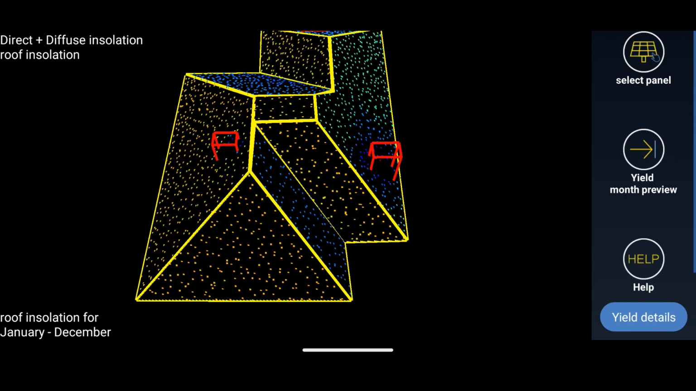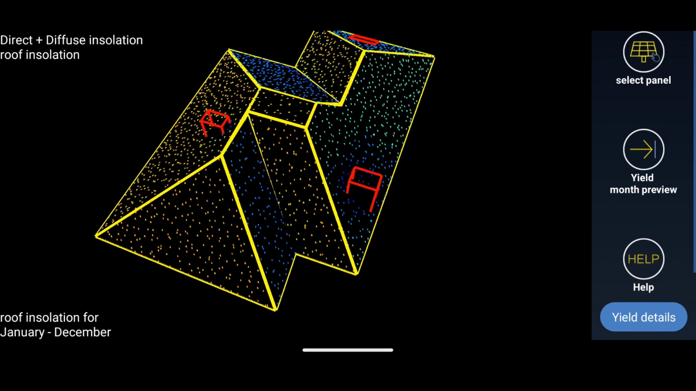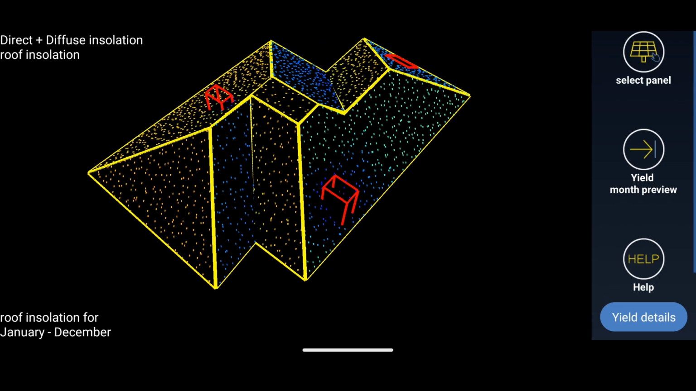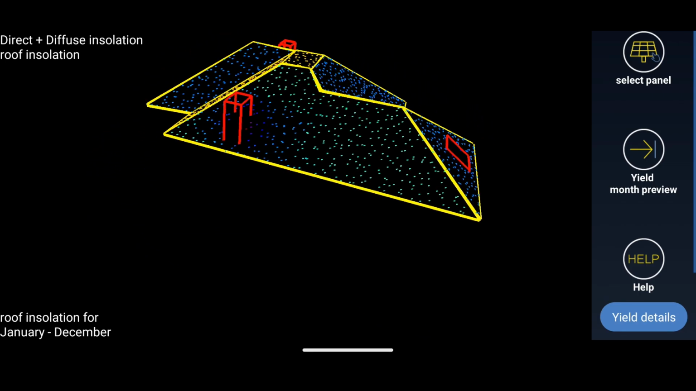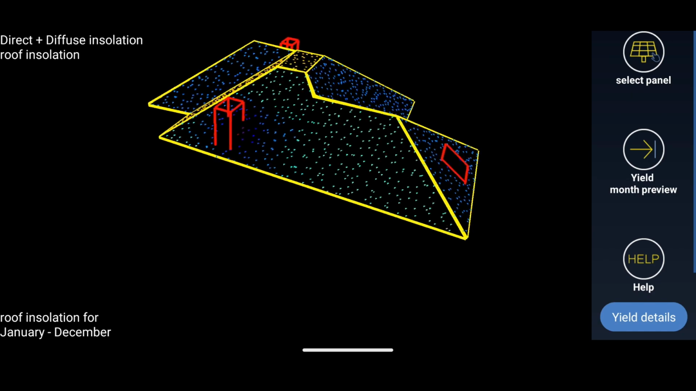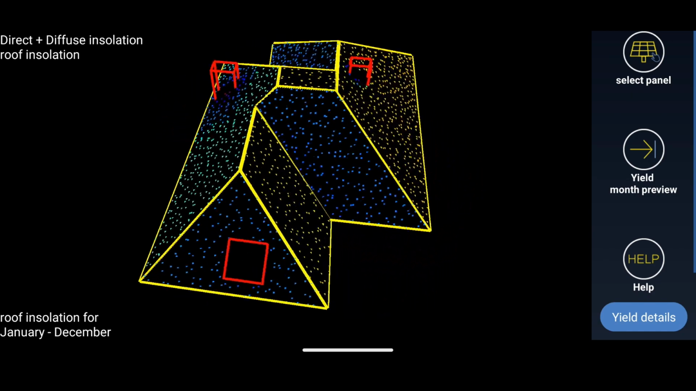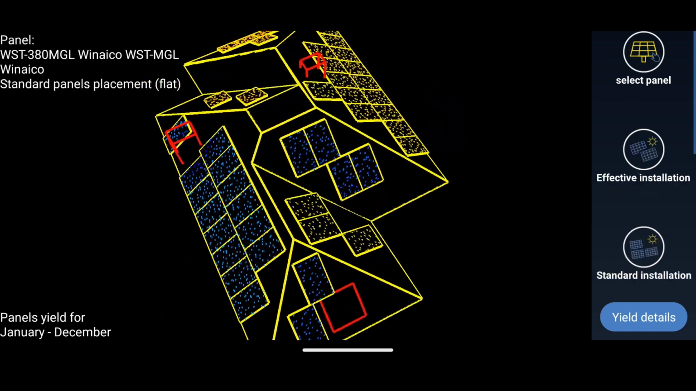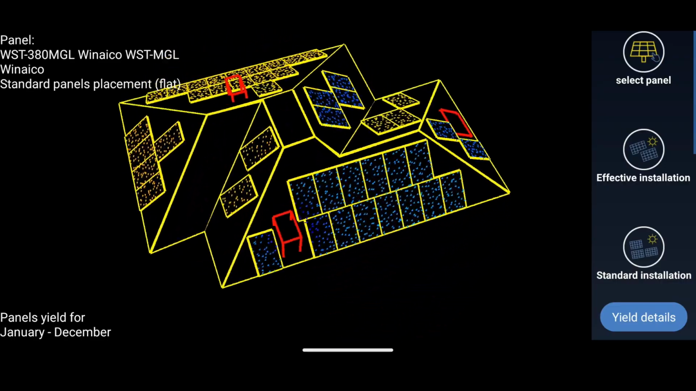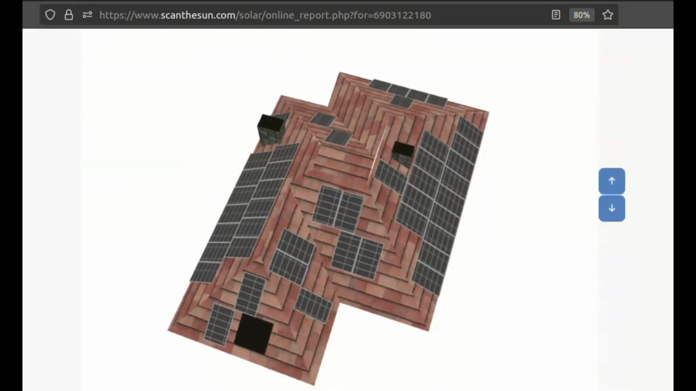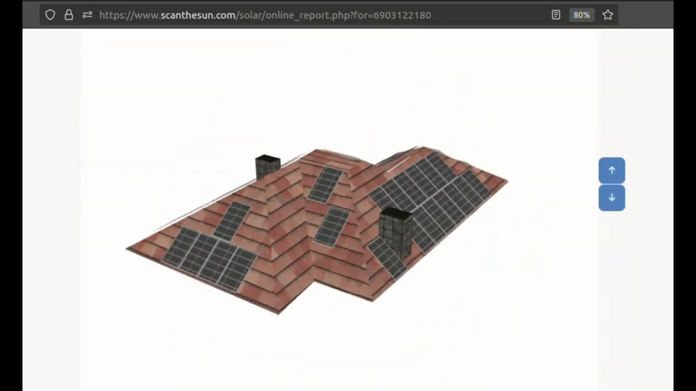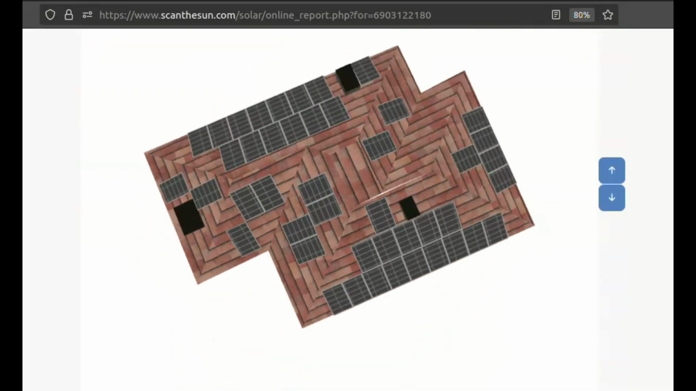First chimney, the second chimney, and a window opening. The photovoltaic installation design is generated. An online report is immediately available in any internet browser in your home or office computers.